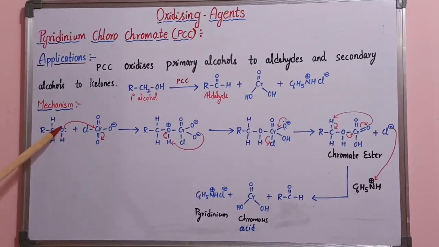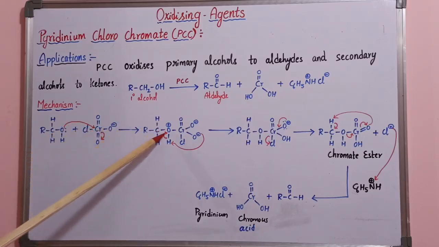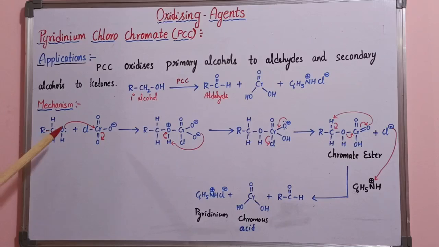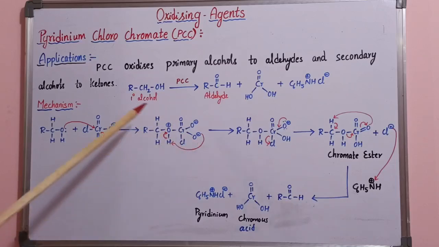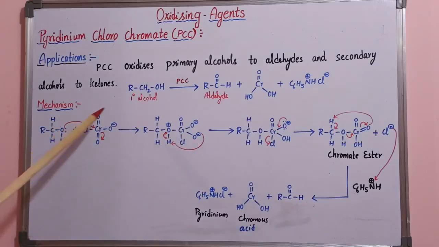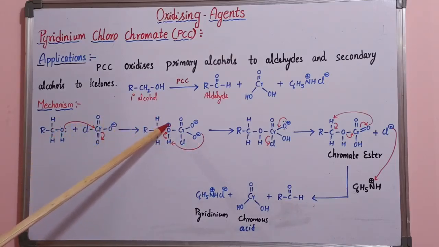Now the lone pair of electrons present on the oxygen attacks the positive charge of chromium, forming a new bond between oxygen and chromium. So you can see oxygen and chromium forming a new bond. Okay, so now you can observe this O gets a negative charge. As oxygen donated electrons, it is getting a positive charge.